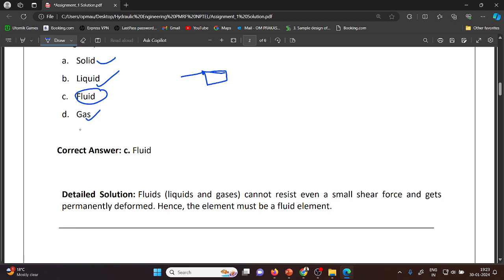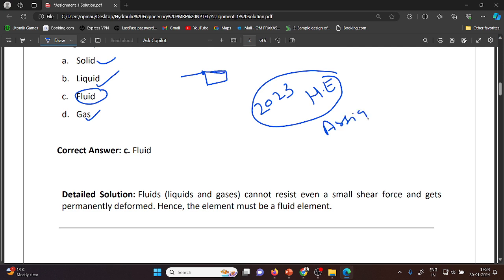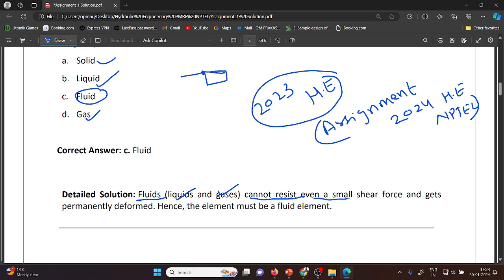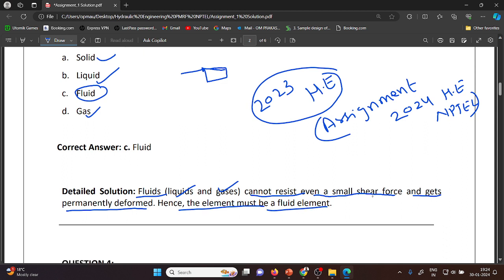Actually, these questions are from the previous 2023 hydraulic engineering course. This type of question you can expect in your assignment, in your 2024 hydraulic engineering NPTEL assignment. So the detailed solution is: the fluids, that is liquid and gas, cannot resist even a small shear force and get permanently deformed. Hence the element must be a fluid element. This is the explanation.